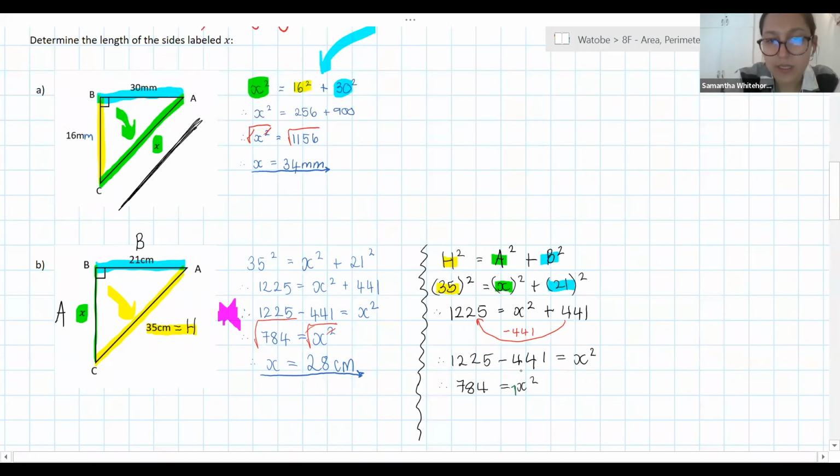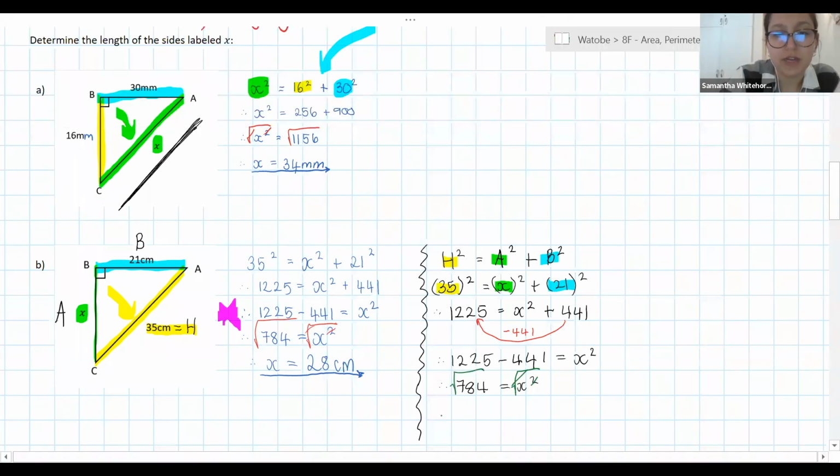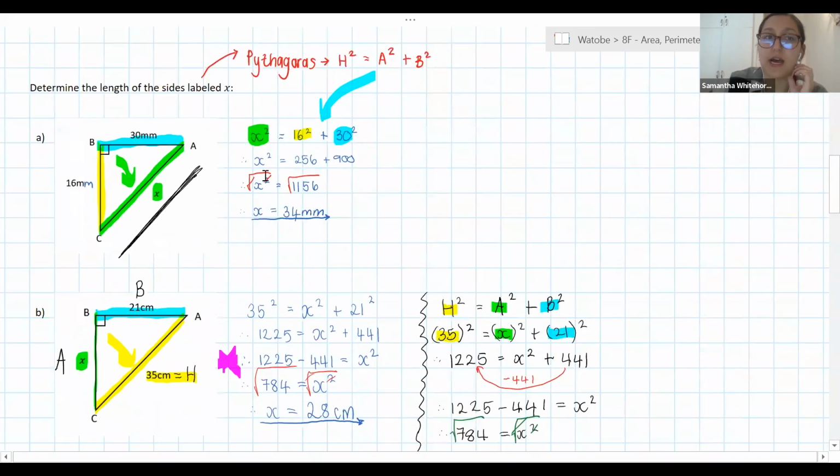I don't want the squared there, so I need to square root both sides, because that will get rid of my squared. And if I square root 784, I get 28 centimeters, which is equal to the length X that I was missing. Importantly here, because I knew the hypotenuse in this case, my operations were a little bit different in that I subtracted the two sides. If I want to work out the hypotenuse, like I did in question A, that's when I add them.